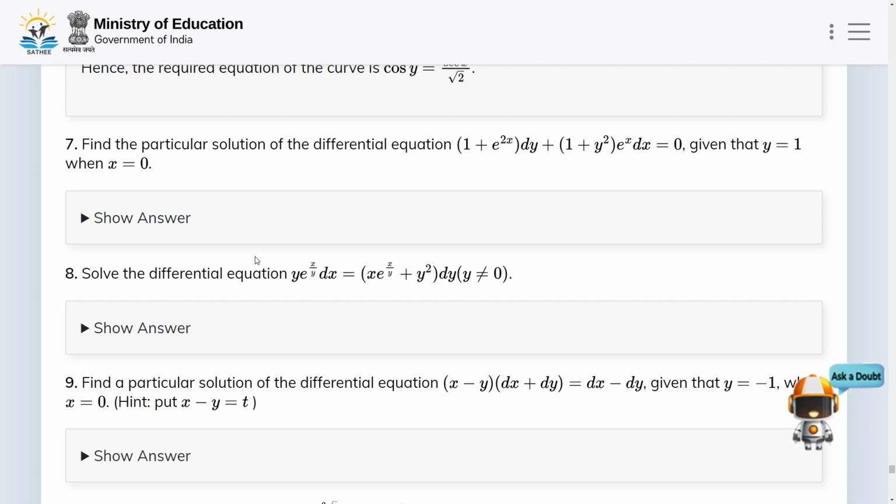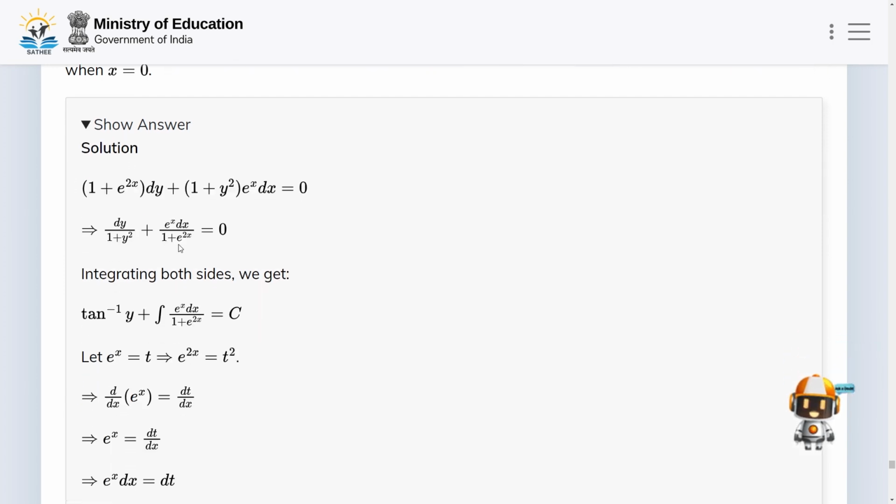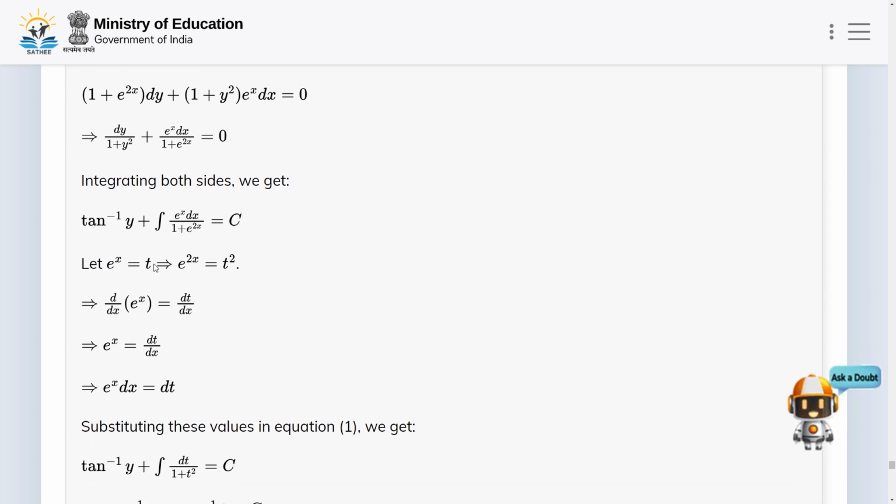Seventh problem. Find the particular solution of the differential equation (1 plus e power 2x) dy plus (1 plus y square) e^x dx is equal to 0, given that y is equal to 1 and x is equal to 0. Clear? So quite simple. First of all, we will be using variable separation. As you can see, you can write it like this. Integrate both the sides. You will have tan inverse y plus integration of e^x divided by 1 plus e power 2x is equal to c.